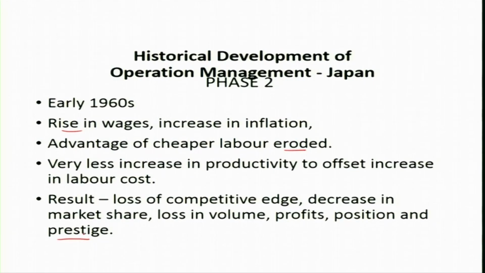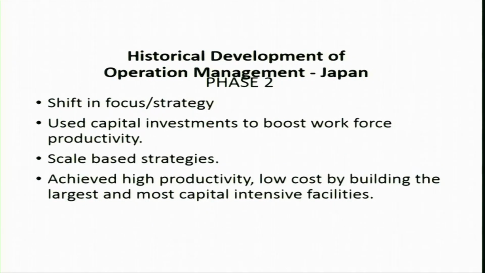In the Japanese context, prestige is very, very important, and they started introspecting what to do, how to remain competitive in the given situation. Then they shifted the focus strategy. What will you do if you find that your competitiveness is getting eroded? Now they are having the capital, along with the labor. They started into automation, they started investing into technology, and with the help of that they were able to boost the productivity of their system.